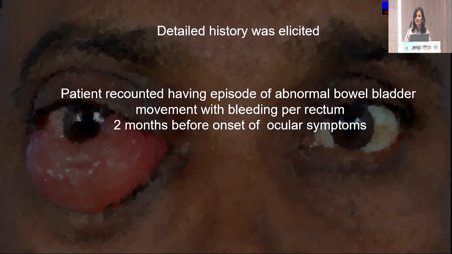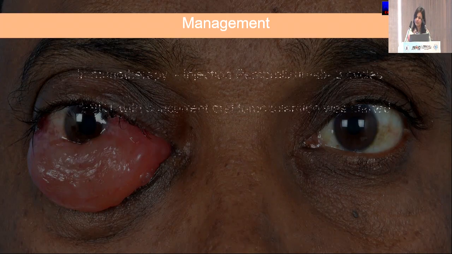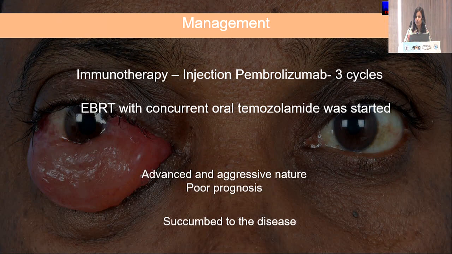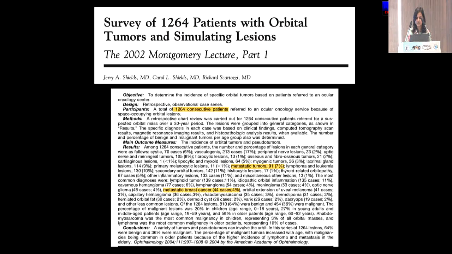We did go back and dig into the history, and he did recount 2 episodes of abnormal bowel and bladder movement with bleeding per rectum, hence proving it to be a rectal primary because it presented before the orbital lesion, with diffuse metastasis. Well, we went ahead with immunotherapy along with our oncologist, and he was started on pembrolizumab, and EBRT with concurrent temozolomide was started. We all know that it is a very advanced and aggressive kind of disease. It has a poor prognosis, and unfortunately, the patient succumbed to the disease.